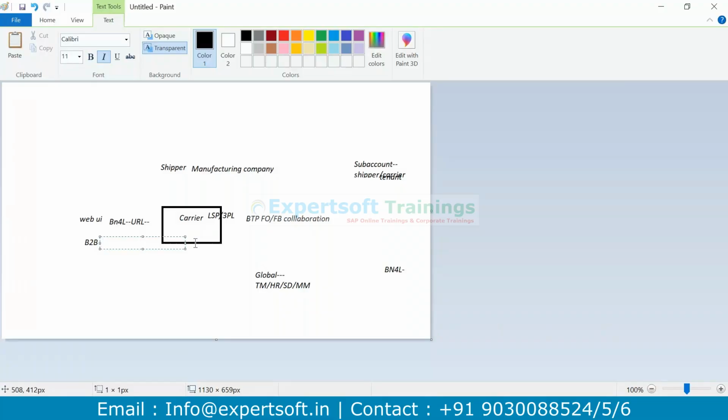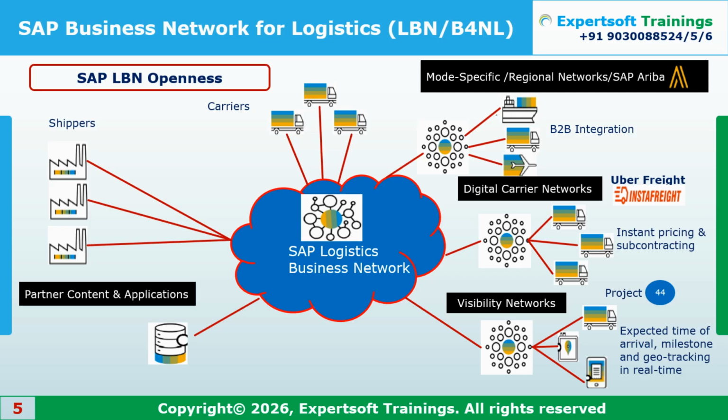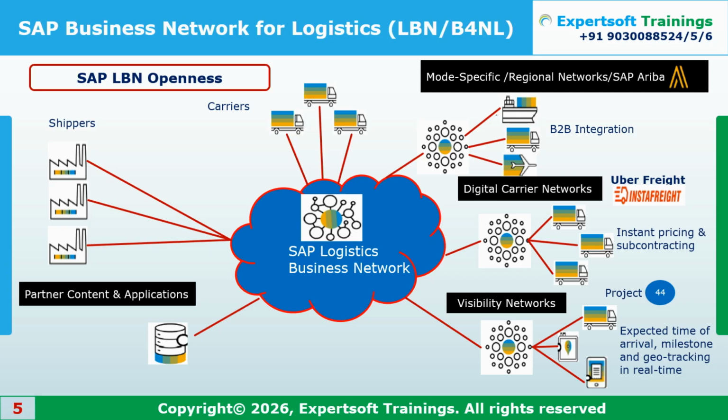The other method is web UI. Web UI means web user interface. We are just giving the carrier a tenant, in other words a URL to log in. They log in and do their transactions, I mean they do confirmations. So in both modes, whether web UI or B2B integration, communication flows back to the shipper seamlessly. That way the communications are happening.